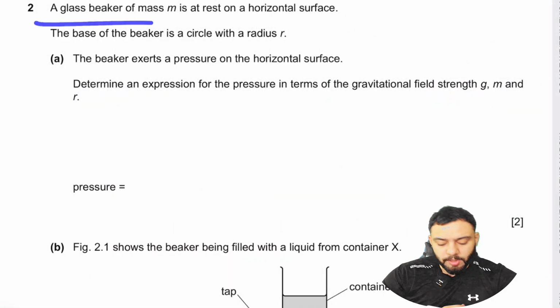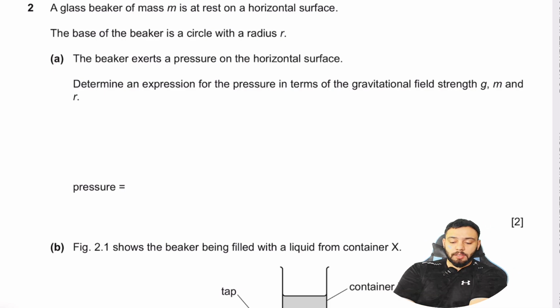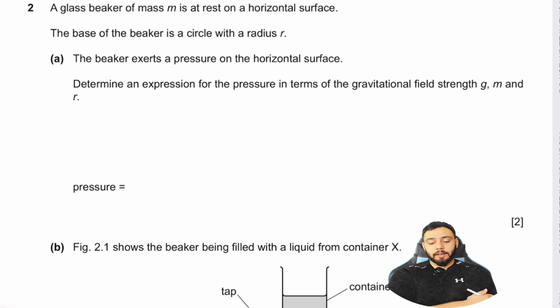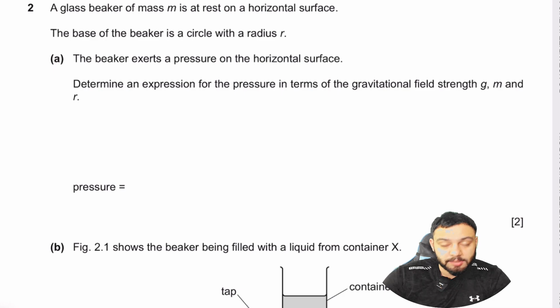Guys, question number 2. A glass beaker of mass m is at rest on a horizontal surface. The base of the beaker is a circle with radius r. The beaker exerts a pressure on the horizontal surface. Determine an expression for the pressure in terms of gravitational field strength, mass, and radius.